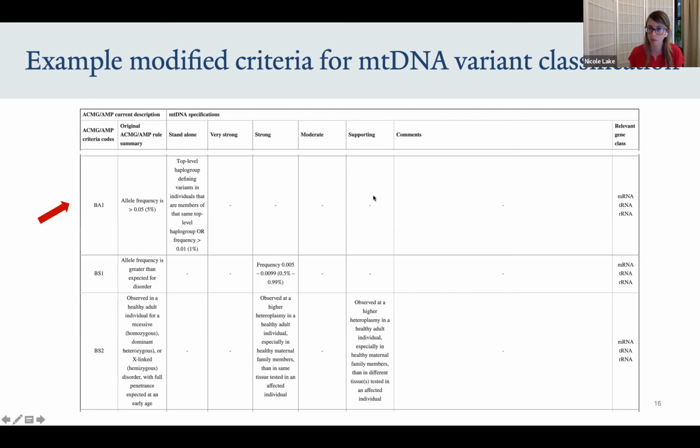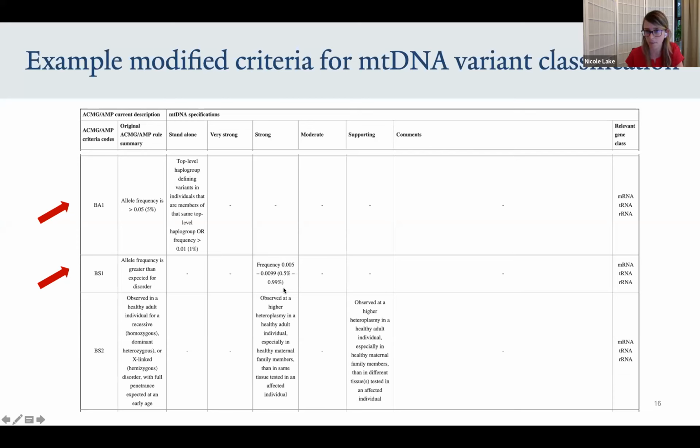So first of all, just going over some of the benign criteria. BA1 is actually a standalone benign criterion. So if a variant satisfies this, it can be regarded as being benign. In the nuclear genome, it's recommended that any variant that has a population frequency of more than 5% can be regarded as benign. But in the mitochondria, they've suggested a different approach. For example, they've suggested that a top level haplogroup variant, if you find it in an individual of the same haplogroup, can be regarded as being benign, or variants that have a population frequency of greater than 1%. They've also provided some other guidelines for allele frequency.